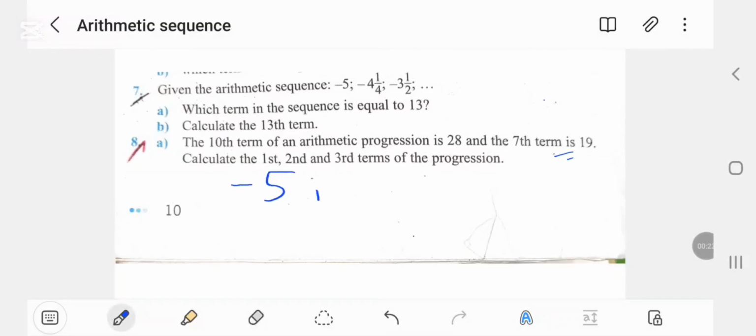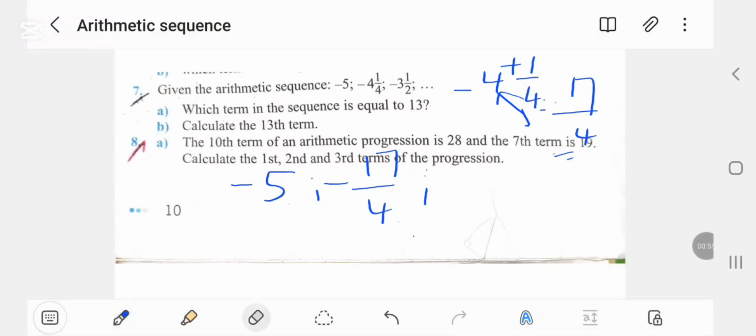and the second term, now just use your calculator, shift, then fraction, then minus 4 and 1 over 4, which gives minus 17 over 4. Or you need to know minus 4, 1 over 4 is the same as 4 times 4 plus 1. 4 times 4 is 16 plus 1 is 17 over 4, and negative. Or do the back calculation. We don't have time for that.